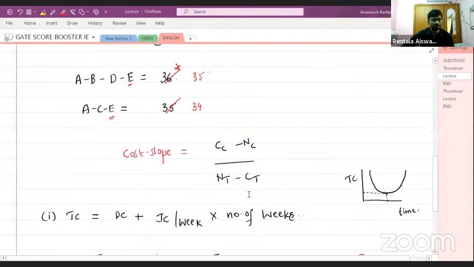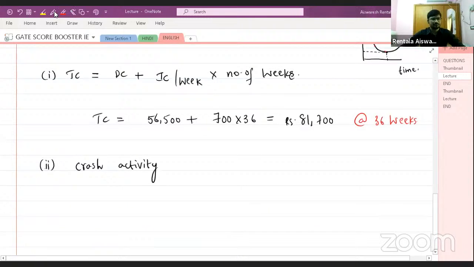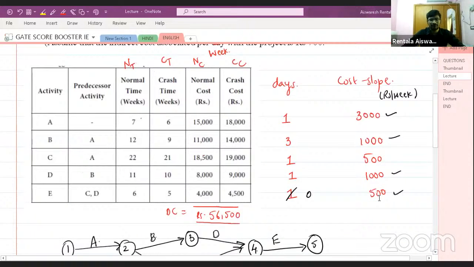Okay. Now, so let us see. So crash activity E by 1 week. So here it is given weeks. So please don't get confused if I mistakenly take day. Okay. Now you see what will be the total cost. So initially, without any crashing, your total cost was 81,700. Right or not? Now, whenever you are crashing, so if you want to crash this by 1 week, what will happen? What is the additional charge? So additional charge will be 500 rupees per week.